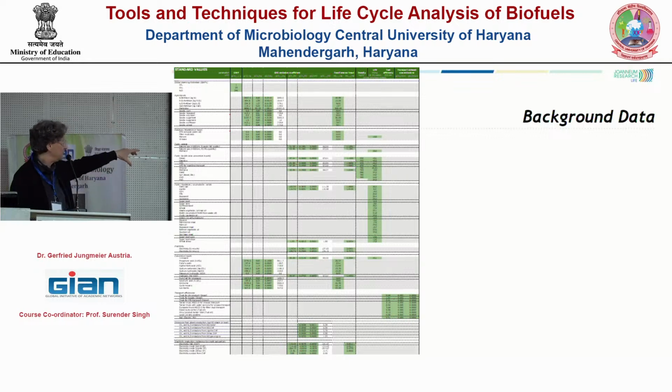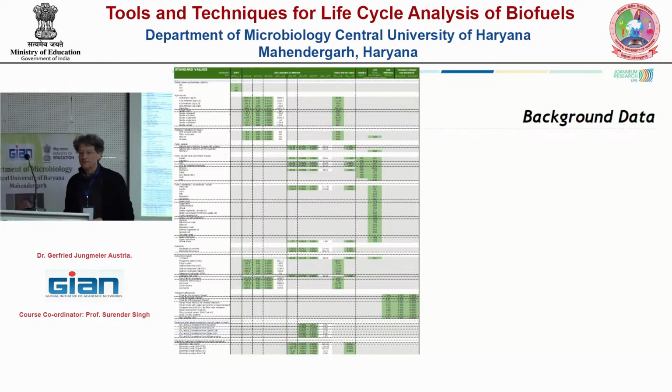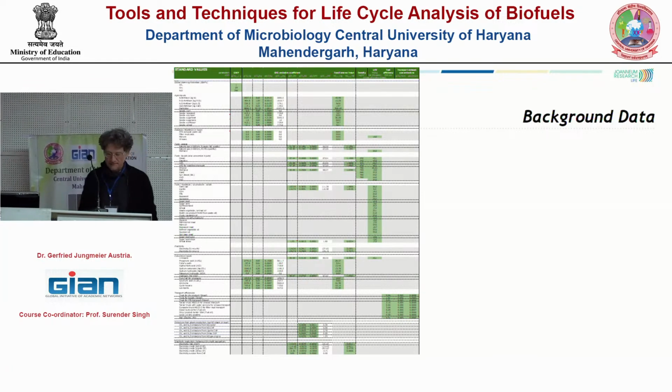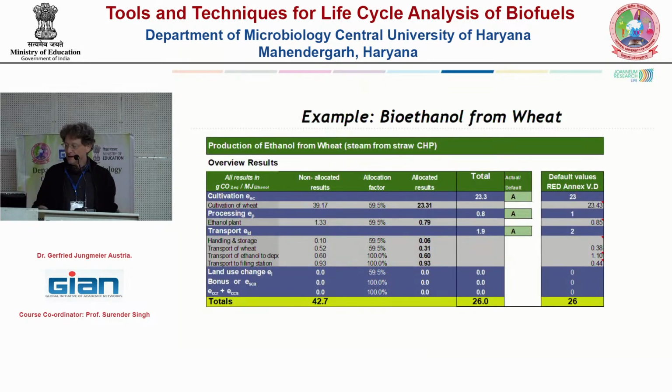It's an Excel table where you find all the necessary background data, the fertilizer and the diesel. It gives you the greenhouse gas emissions and the energy consumption and so on. That is all included here in a relatively transparent form. And finally, I show you the summary of bioethanol from wheat.